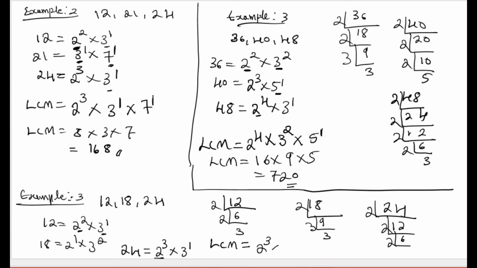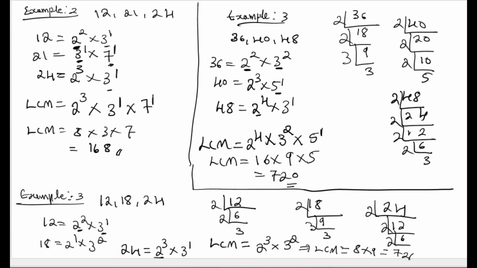So I am taking 2 to the power 3, into, in the factor 3, check the highest power. 1 is there, 2 is there, 1 is there. Highest power is equal to 2. So you need to take 3 square. Okay. This implies LCM is equal to 8 into 9, it's equal to 72. Therefore LCM for the given numbers is equal to 72.